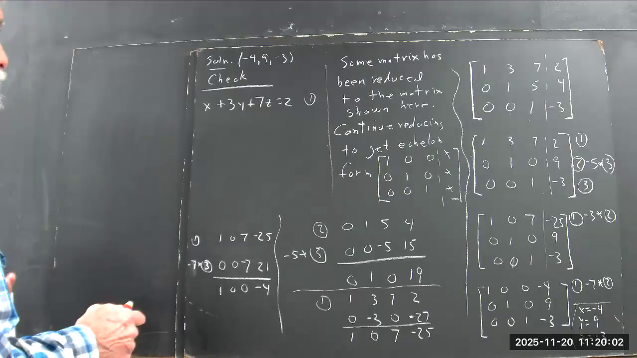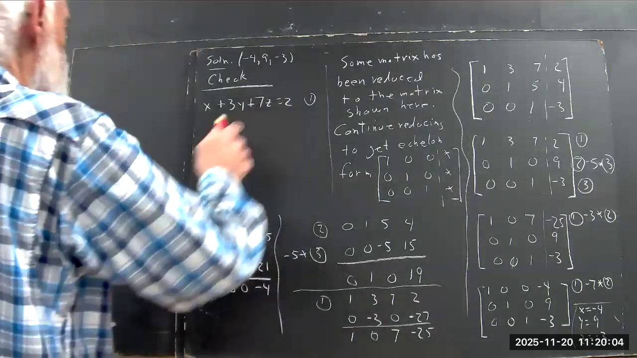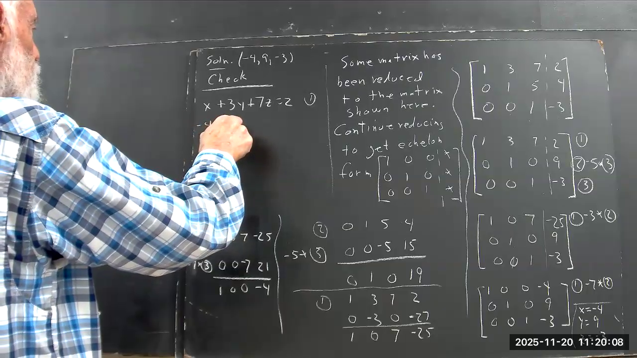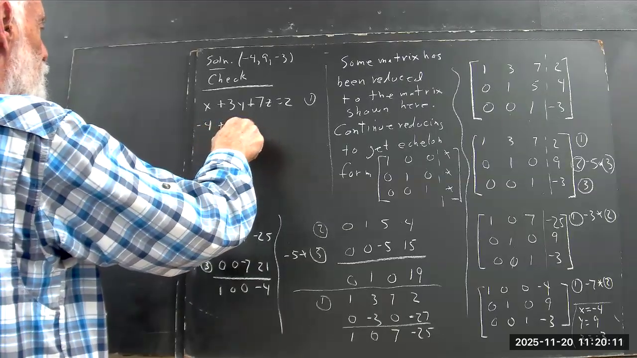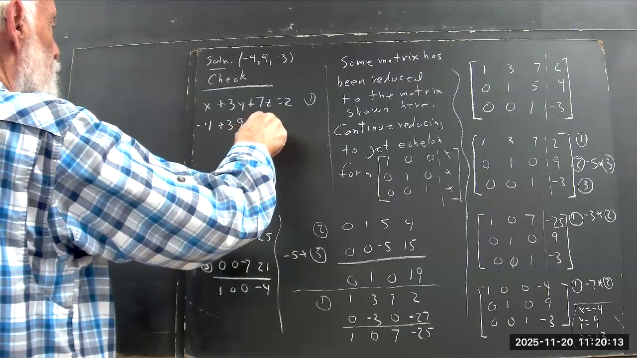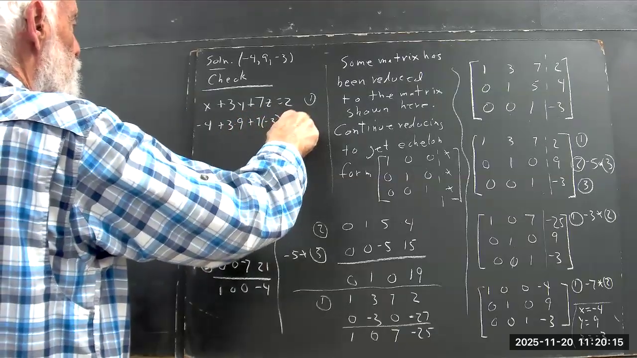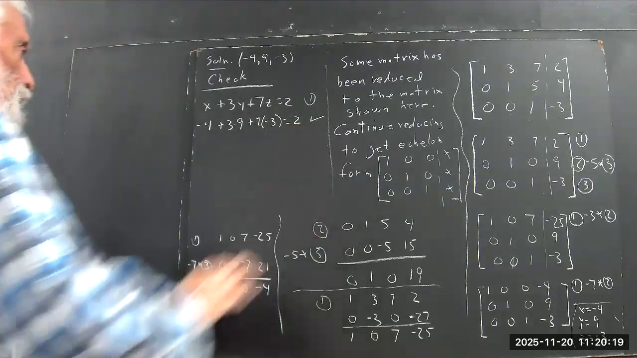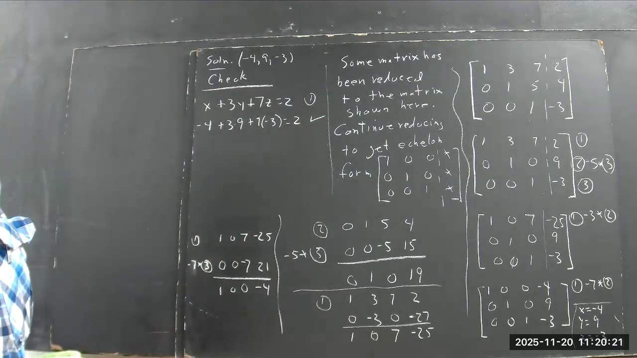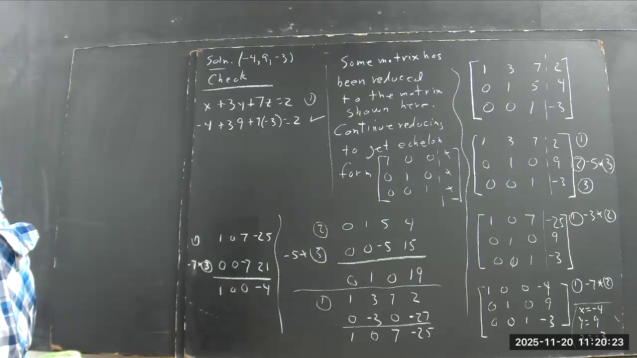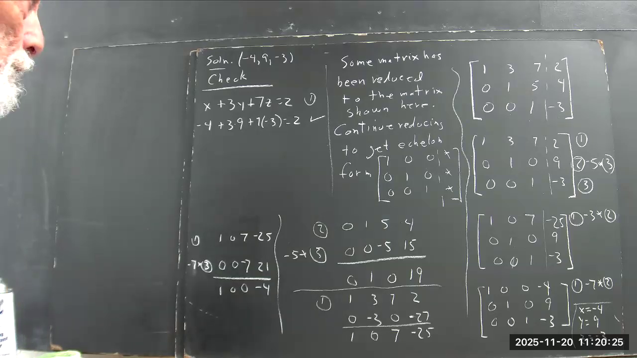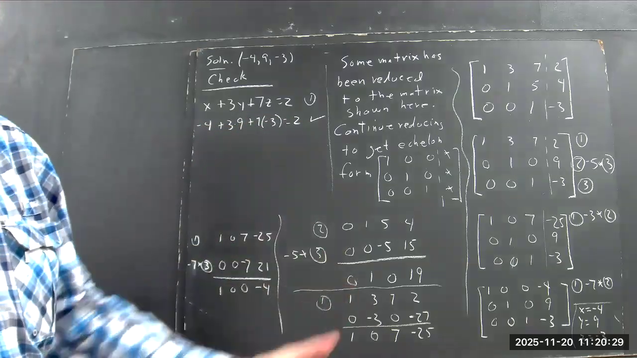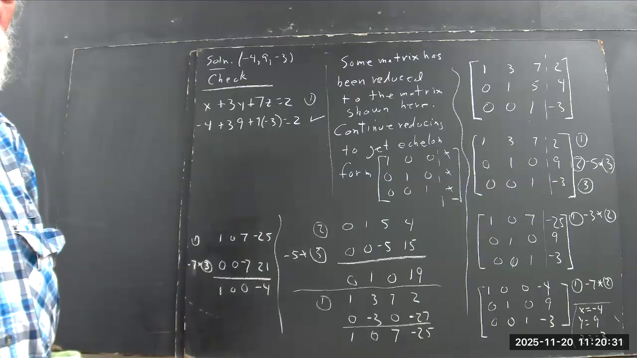So it's safe to write down the second equation. Well, I'll just substitute for the first equation. Negative 4 plus 3 times 9 plus 7 times negative 3 equals 2. And I'm going to say that checks. You want to simplify it, but you're going to get 2 equals 2. Okay? Now, I haven't written down the simplification on the left-hand side, but everybody can do that. You do that using your calculator if you want.